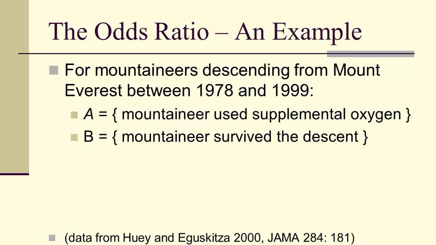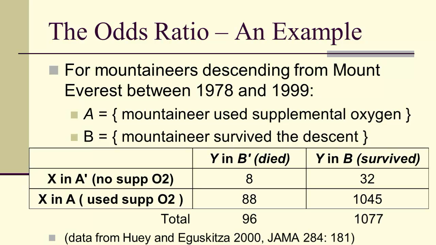So let's look at an example. We're going to look at mountaineers descending from Mount Everest between 1978 and 1999. Event A is going to be mountaineers that used supplemental oxygen, and B is going to be mountaineers who survived the descent. And here's our actual data.